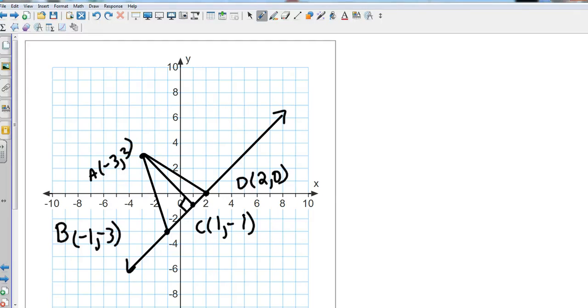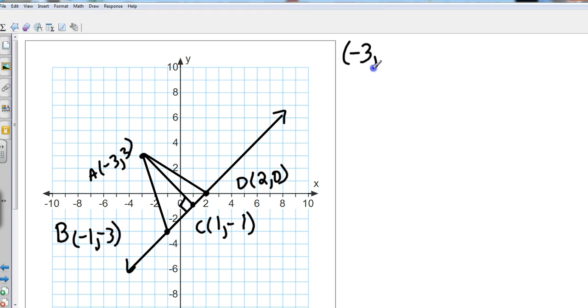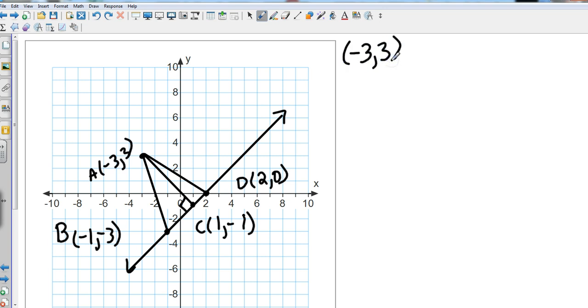So distance always has to be perpendicular. It's like standing up and getting your height taken at the doctor's office. You always stand up and you're not sitting in a chair at a different angle. So we have to find that perpendicular distance. So we're going from negative 3, 3 to 1, negative 1.